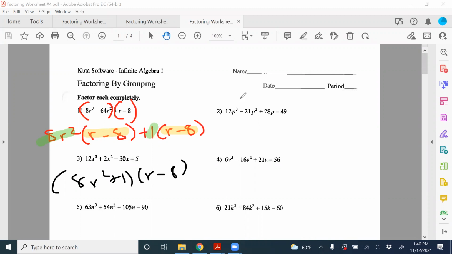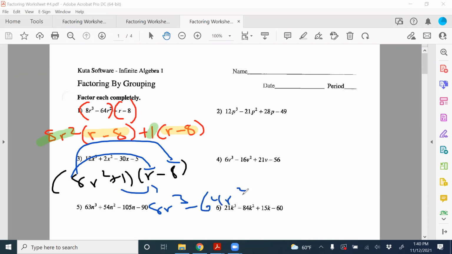If you FOIL it, it should work itself out. 8r squared times r is 8r cubed. 8r squared times negative 8 is negative 64r squared. 1 times r is r, and 1 times negative 8 is negative 8. And it checks out. It equals the original expression.